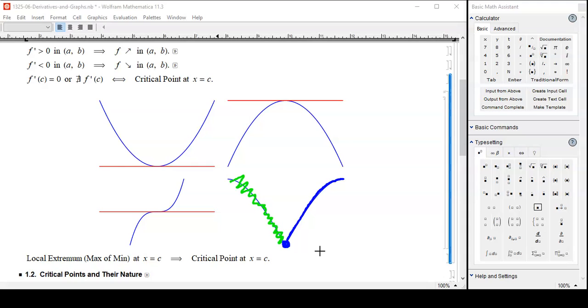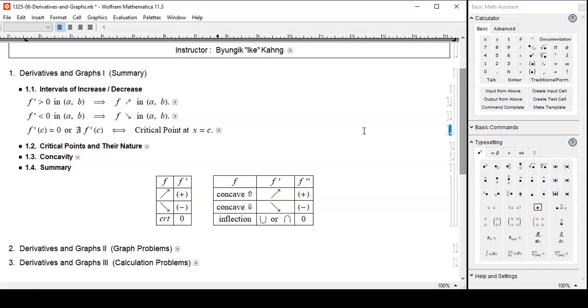After all, this is 1325. We're not going to go too deeply into this. However, the other three are all very, very important. So local maximum, local minimum, or neither maximum nor minimum, you have to understand all three intimately. In any case, critical point means horizontal tangent. Let's get out of this drawing mode, and then let's go to the summary. Look at the first table. That summarizes everything. The original is increasing when the derivative is positive. Original is decreasing when the derivative is negative. And critical point when the derivative hits 0.